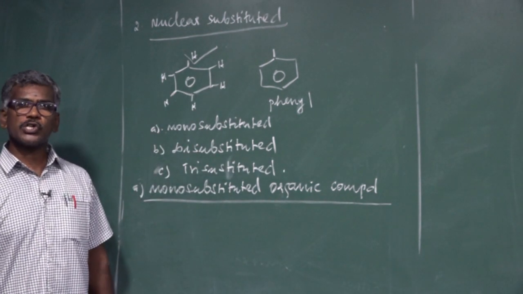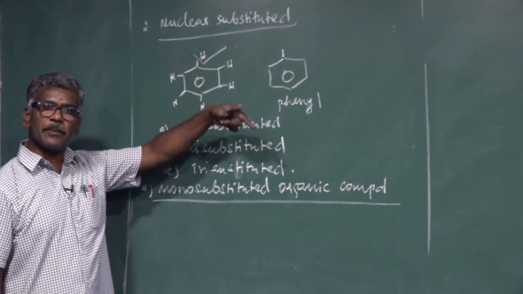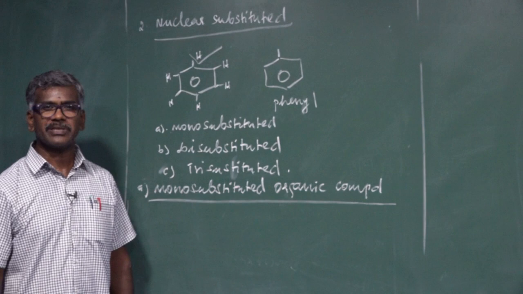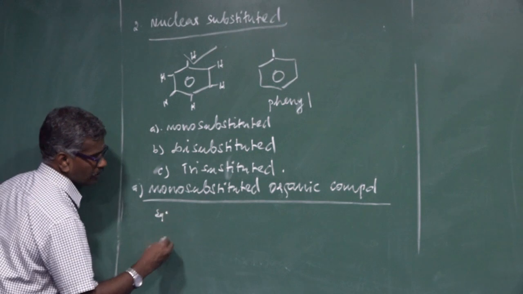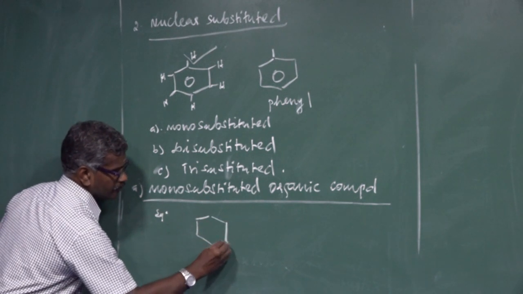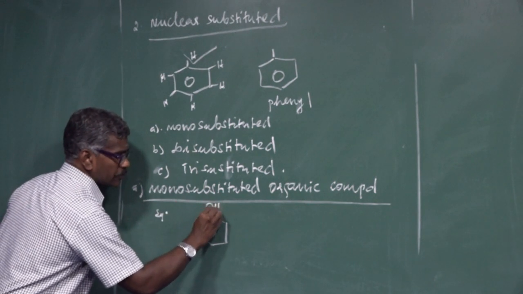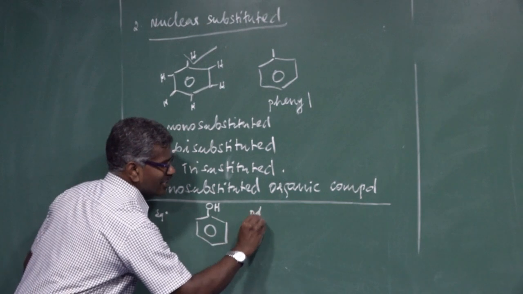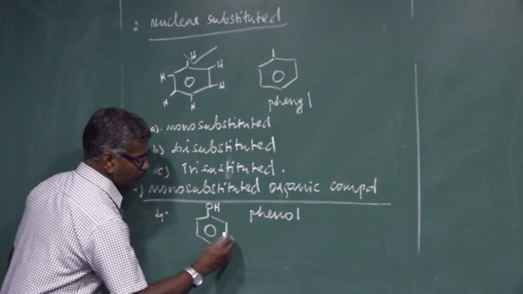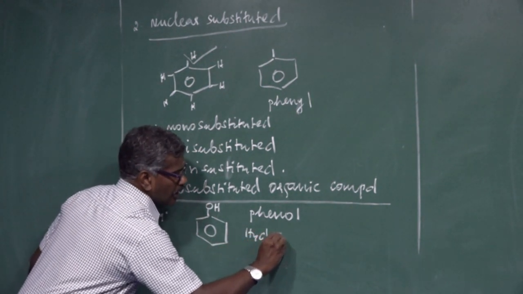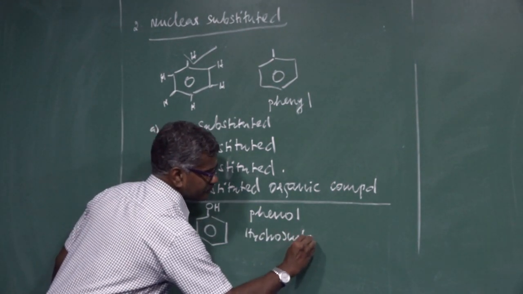What is the meaning of mono-substituted organic compound? In the benzene nucleus, 1 hydrogen is replaced by any substituent or functional group. This is called a mono-substituted organic compound. For example, this is a phenyl group. 1 hydrogen is replaced by the functional group OH. This is called phenol. Common name phenol or carbolic acid. IUPAC name: hydroxyl group, hydroxybenzene.